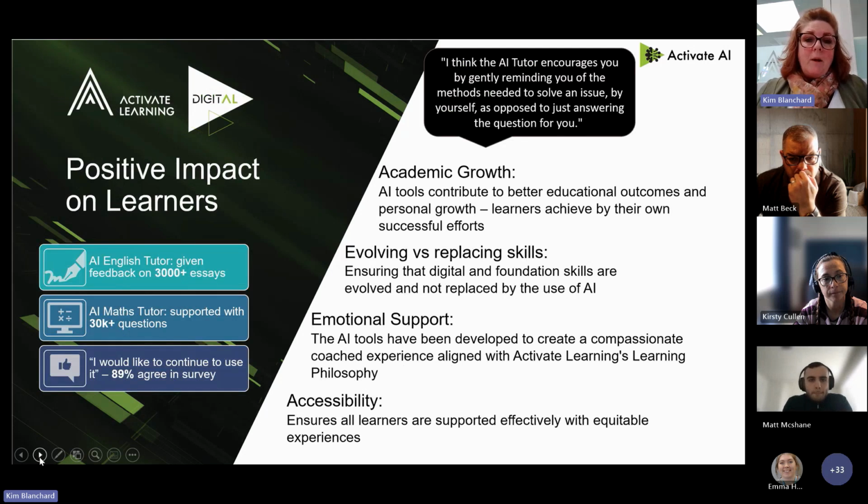So just looking at that positive impact that we have, we've got some stats there, and there's a quote from a learner. Academic growth is really important. AI is here to stay. We want to really engage with AI meaningfully with our learning management system and make sure that we are really looking at how we are supporting our learners. We evolve skills, so we don't replace skills.